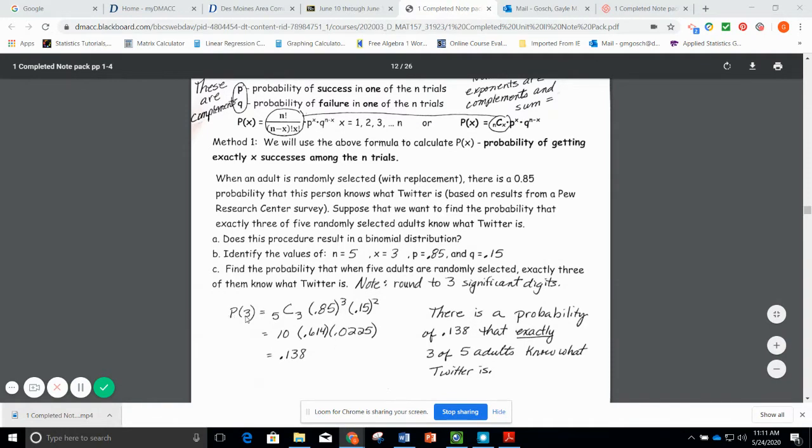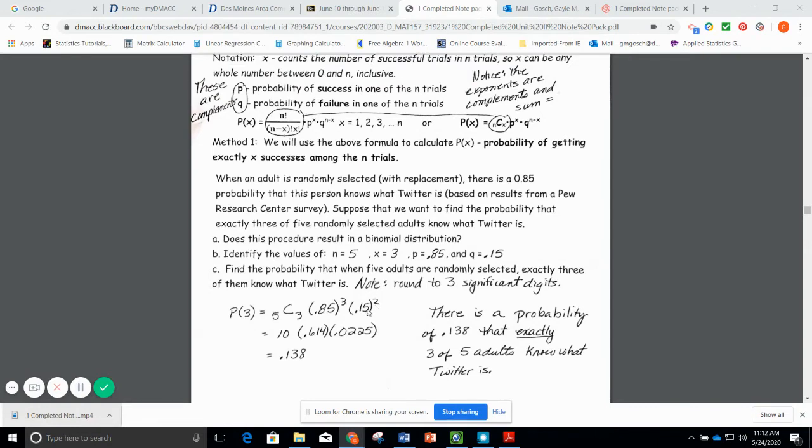So the probability of 3 is equal to 5 combinations 3. 3 of them are going to have this success. You're speculating that 3 will have the success of 85%, and the other 2 will have the failure, 0.15. So you would generally plug this in; you need to plug this first part into the calculator.